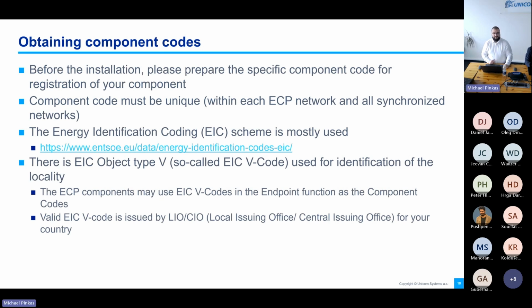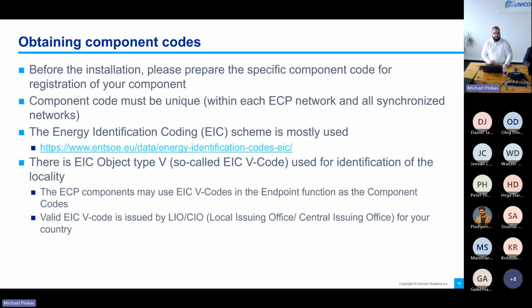And another thing that needs to be done before the installation, or at least the registration, is to obtain a component code. This component code must be specific for your instance of ECP endpoint, and must be unique within each ECP network, and all synchronized ECP networks to the one you registered in.